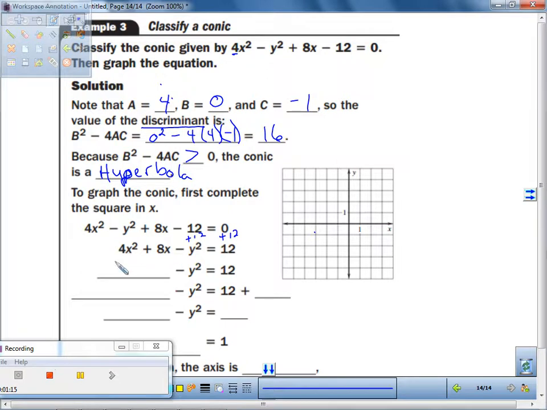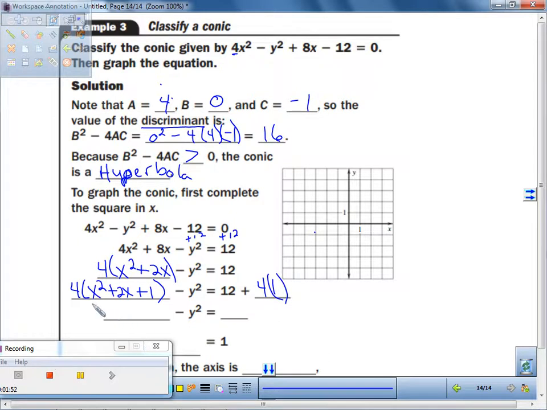We're eventually going to have to complete the square here, so we're going to factor out 4 so that we get x squared plus 2x, minus y squared is equal to 12. Now we're going to complete the square. Take half of 2x, half of 2 is going to be 1, square it, we get 1, so it's going to be plus 1. Whatever we do to one side, we got to do the other.